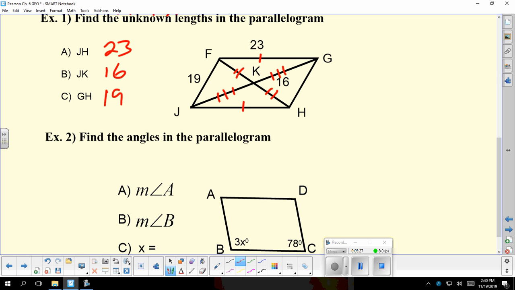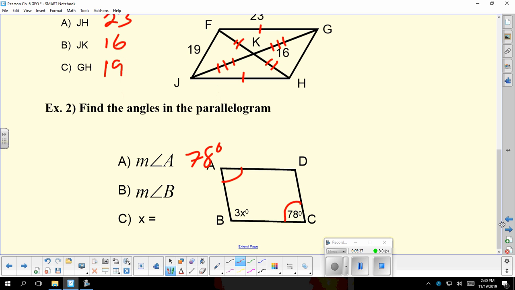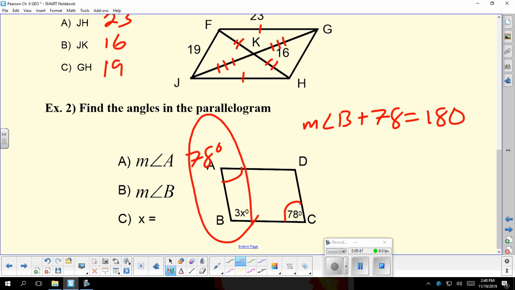The angles now. Opposite angles are congruent. So angle A is congruent to angle C. That's 78 degrees. Now the measure of angle B. Consecutive angles are supplementary. So the measure of angle B plus 78 has to equal 180 degrees. Consecutive angles are one after another. So I'm going to subtract 78 from both sides. Measure of angle B equals 102 degrees.